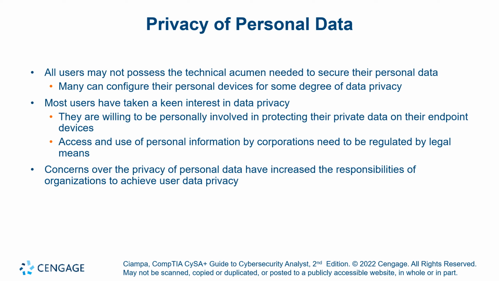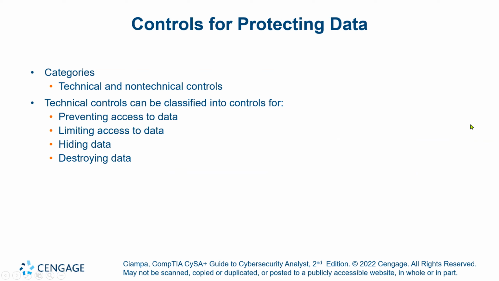Access and use of personal information by corporations need to be regulated by legal means. Concerns over the privacy of personal data have increased the responsibilities of organizations to achieve user data privacy. Controls for protecting data, categories. There are technical and non-technical controls. Technical controls can be classified into controls for preventing access to data, limiting access to data, hiding data, and destroying data.